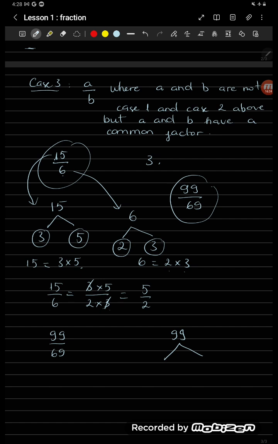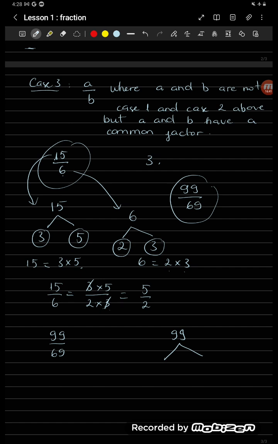That's why it cannot divide by 2. And if it cannot divide by 2, it cannot divide by 4, by 6, by 8, by 10. I mean any even numbers. Okay, so now we just look at the next prime number, 3.